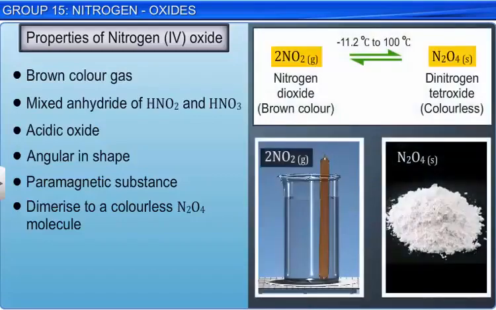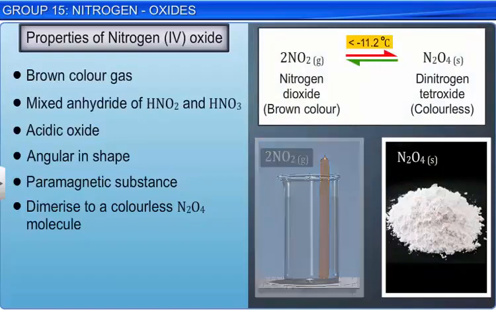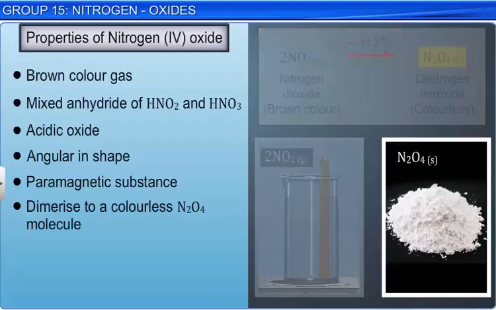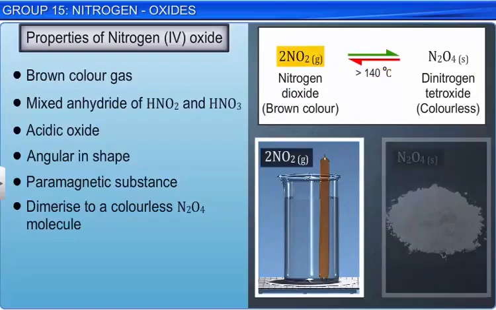These two oxides exist in equilibrium in a wide range of temperature, from minus 11.2 degrees Celsius to about 100 degrees Celsius. Below minus 11.2 degrees Celsius, only solid, colorless dinitrogen tetroxide exists, while above 140 degrees Celsius, only gaseous brown nitrogen dioxide exists.